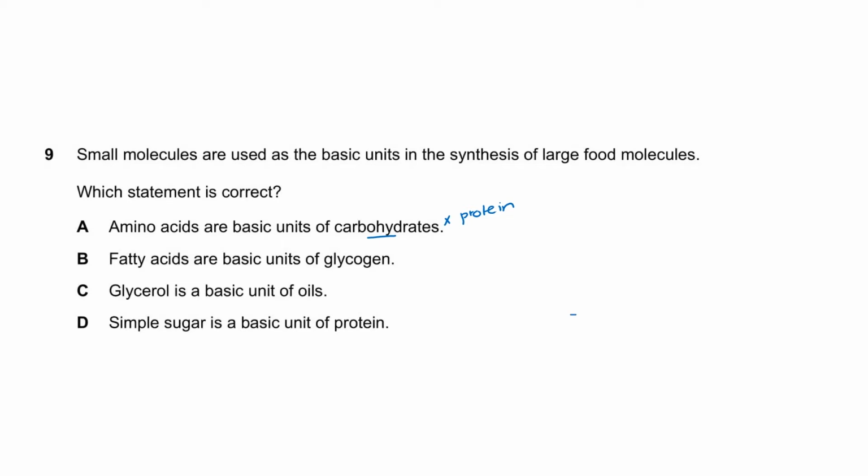Fatty acids are the basic unit of glycogen. This is wrong because fatty acids and glycerol make up fats, and the basic unit of glycogen is glucose. Glycerol is the basic unit of oils. This is true because oils are basically fats. Simple sugar is the basic unit of protein. This is wrong because it's the basic unit of carbohydrates, and the basic unit of protein is amino acids.